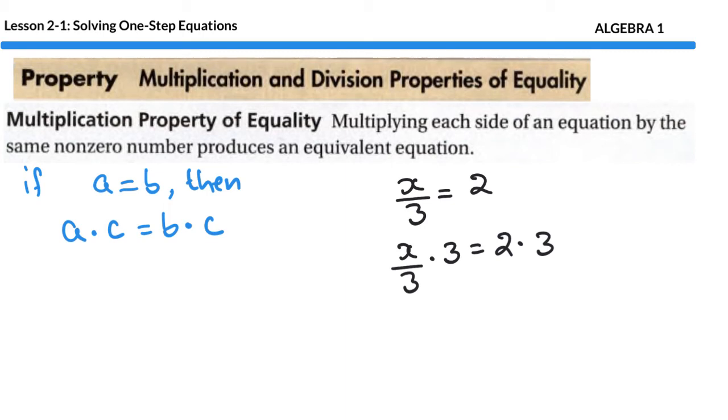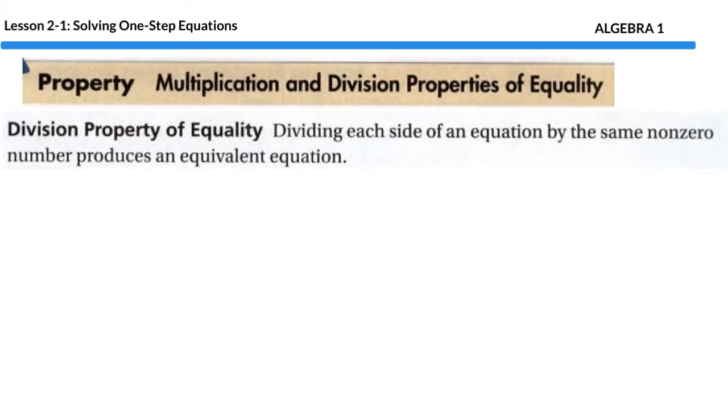Let's look at the division property now. So the division property of equality is dividing each side of an equation by the same non-zero number produces an equivalent equation. For example, if A is equal to B, where A and B are any real numbers, then A divided by C will be same as B divided by C. Dividing by the same number on both sides will still result in an equivalent equation.